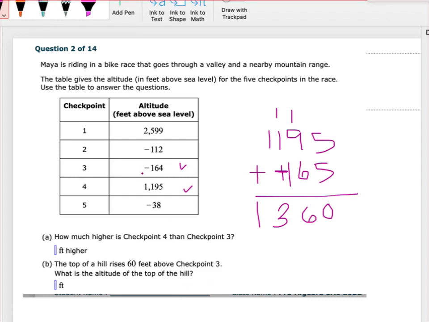Okay, so checkpoint 3 is negative 164, and then we're rising 60 feet above, so that's plus 60 feet. Now, since these are opposite signs, we're going to subtract the two numbers and take the sign of the big guy. Now, 164 is bigger than 60, so we're going to take 164's sign. We know the sign will be negative, and now we're just going to subtract the two numbers, which would give us 104. So it's a negative 104.